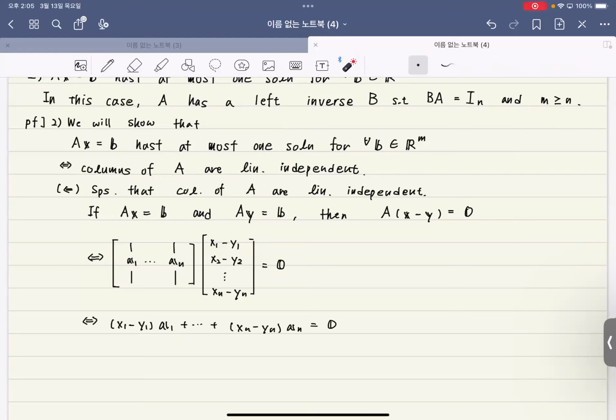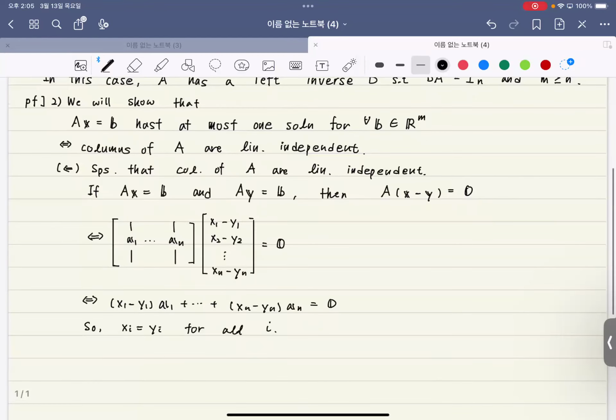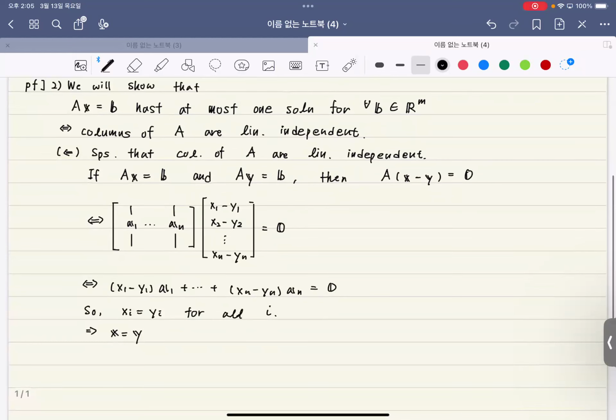Since we are assuming that the columns of A are linearly independent, the only possible solution for this vector equation must be the trivial one. So xi must be the same as yi for all i. Therefore, x and y must be the same vector. All right.